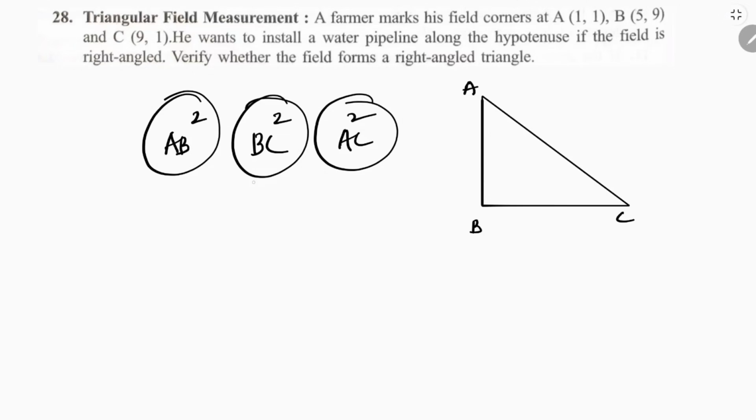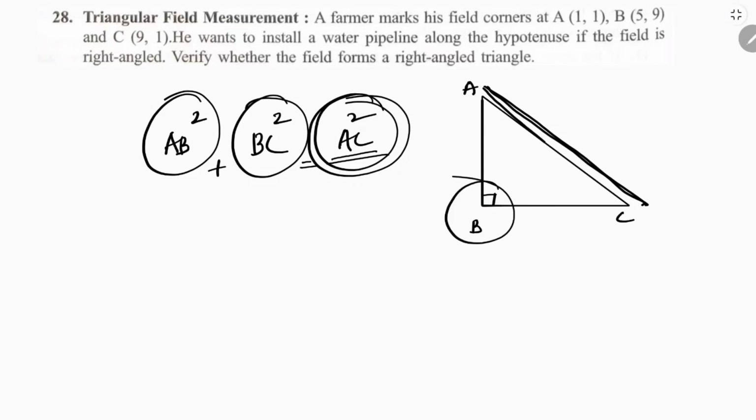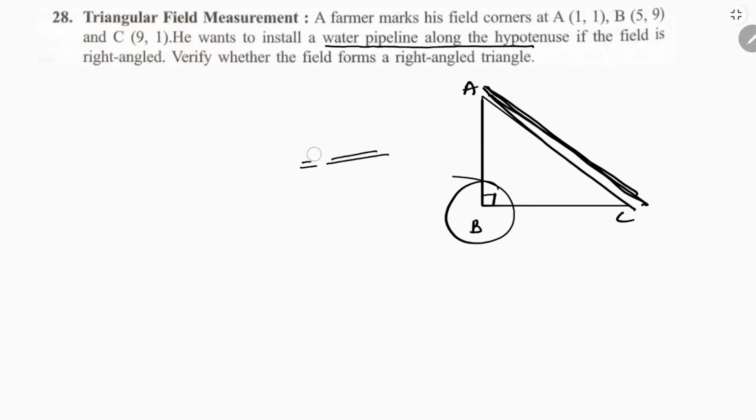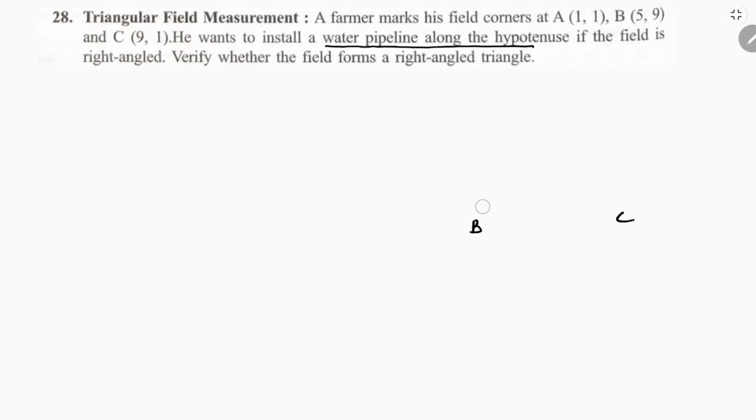Suppose I get the third, AC: if the sum of the squares of two sides is equal to the square of the third side, then the angle opposite to the third side is 90. The right angle will be at B, and the hypotenuse will be AC. So he wants to install the pipeline along the hypotenuse, so along AC. First we'll find the distances, then we'll square and add any two sides. If we add any two sides and get the third, then it is a right angle triangle.